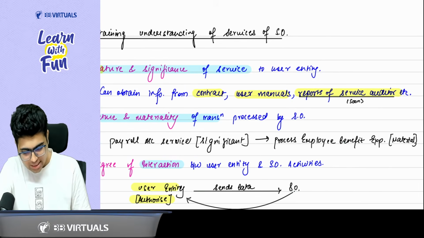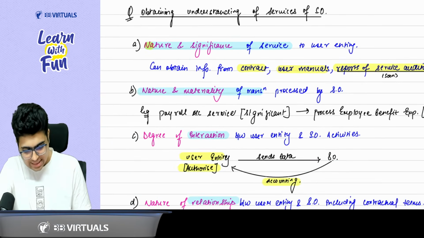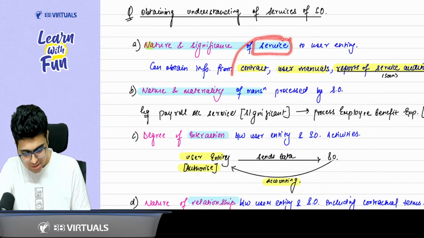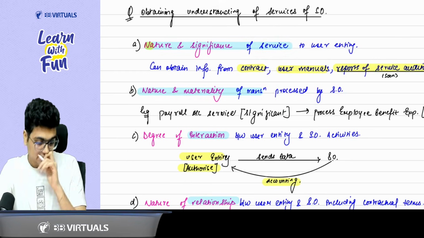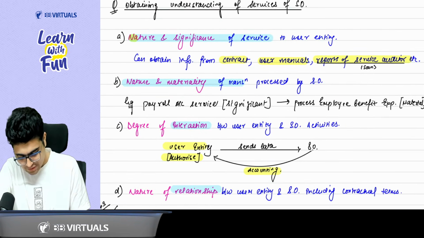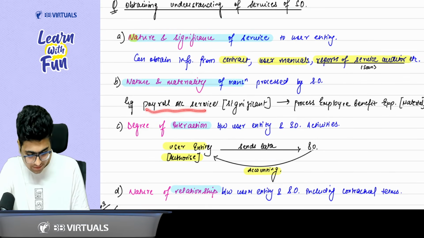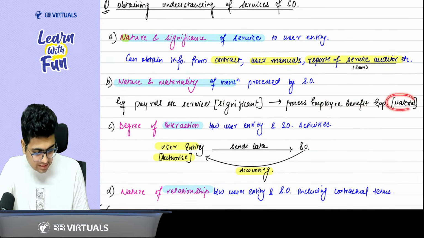For this, you can take help of the contract, user manuals, or the type 1 or type 2 report provided by the service auditor. Then see, these services are related to processing of what transaction, nature and materiality of transaction processed by the service organization. Let's take an example. Let's say service organization is providing payroll accounting service. Can I say it is a significant service? Yes, sir. To process employee benefit expense, can I say it is a material transaction?